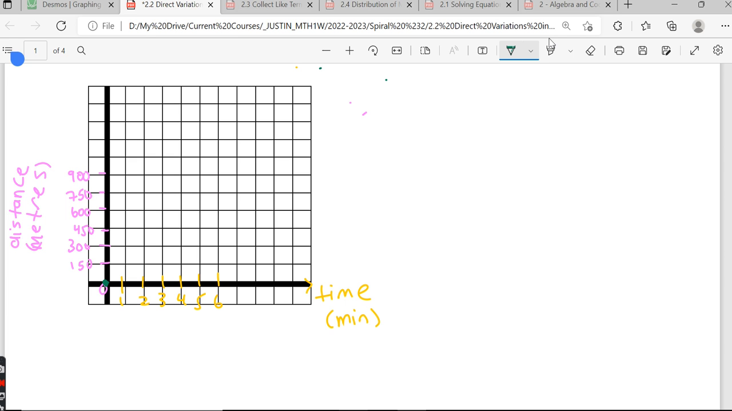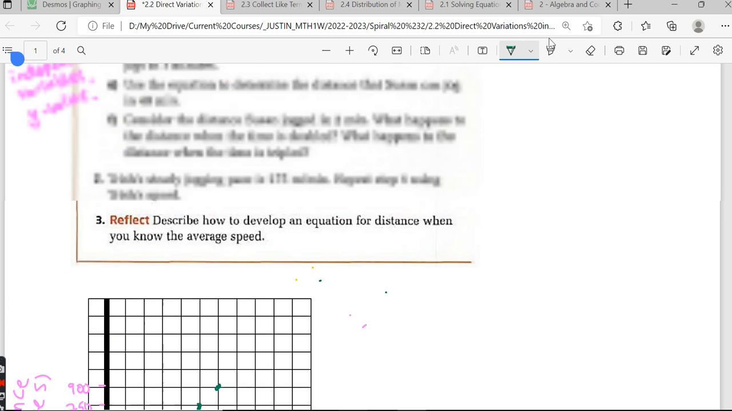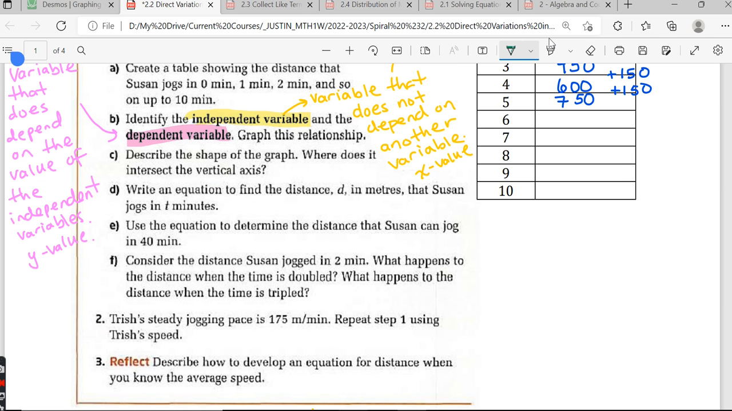So after 1 minute, it's 150 meters. After 2 minutes, it's 300. After 3 minutes, it's 450. After 4 minutes, it's 600. After 5 minutes, it's 750. And after 6 minutes, it's 900. So looking at those dots, describe the shape of the graph. It is clearly a line.